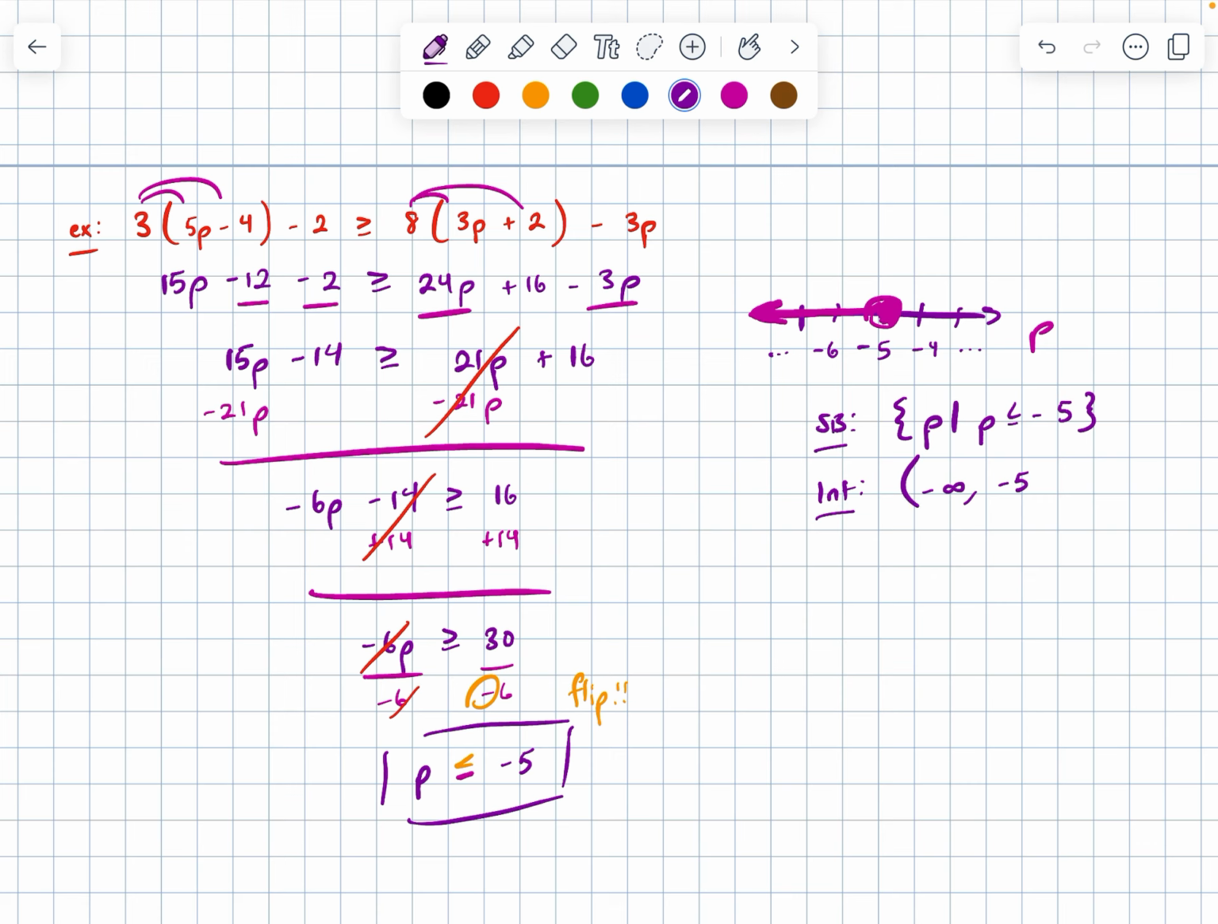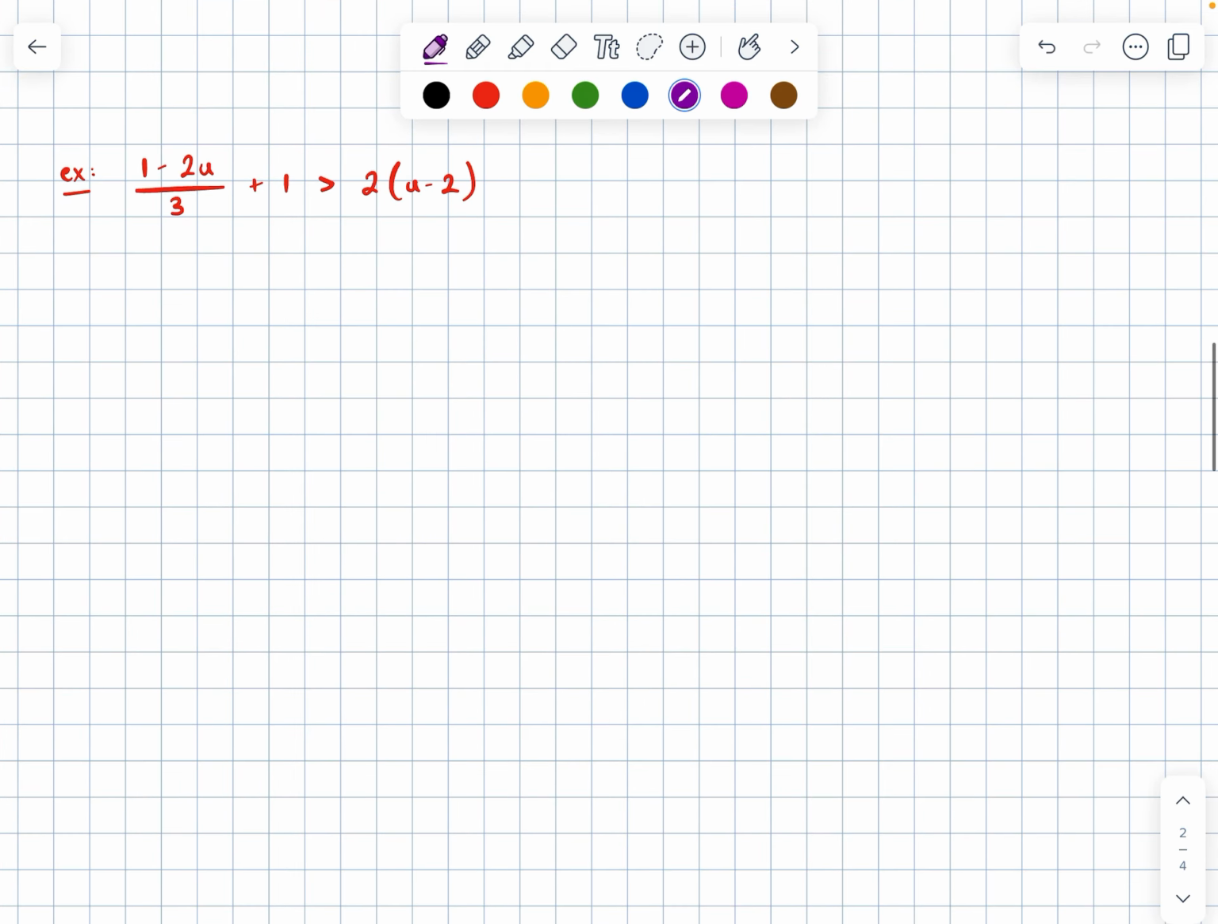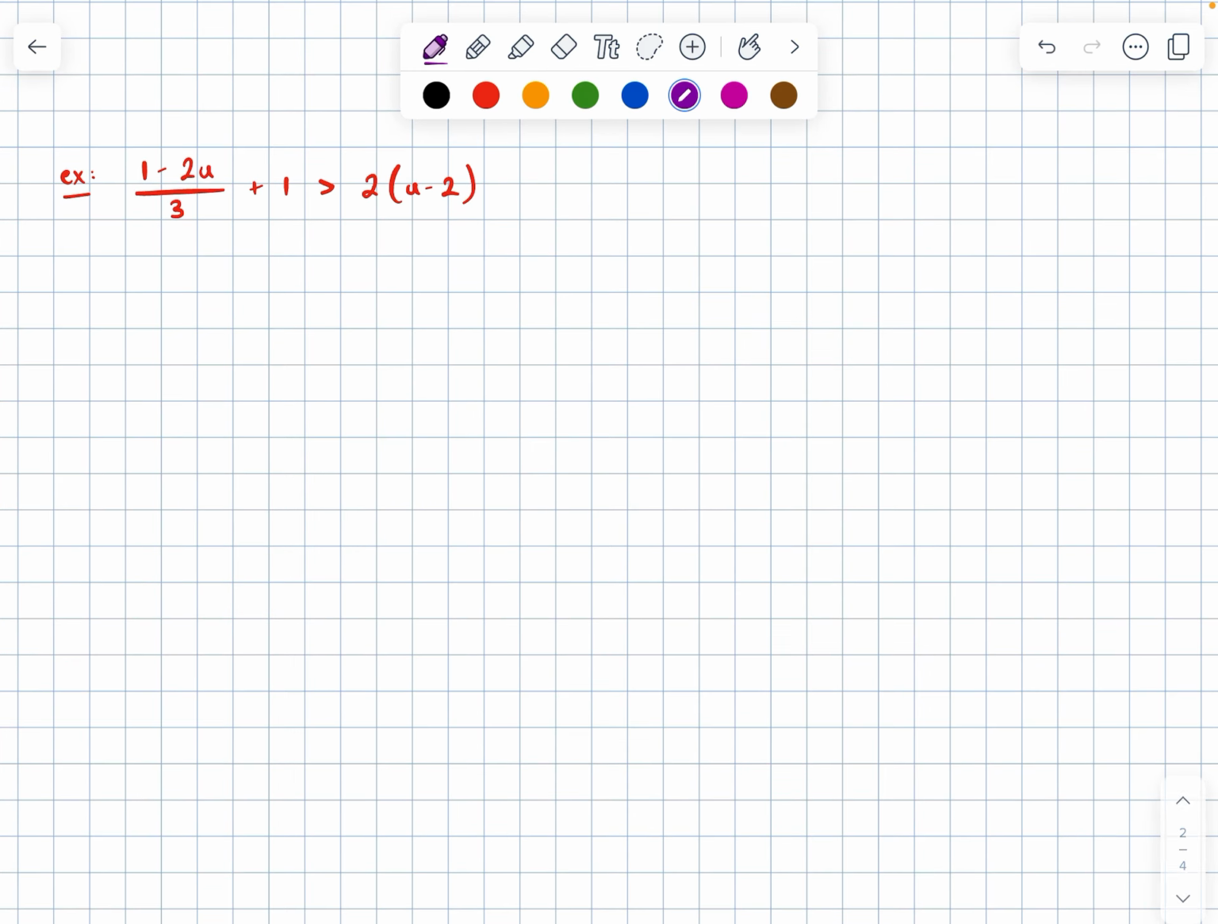Negative infinity, never included, always a parenthesis. If you don't have that committed to memory by now, you might want to. Negative 5 is included. It has a closed circle. It's going to get a bracket. Very good. Next up, (1 minus 2u) over 3, plus 1, is greater than 2 times (u minus 2).